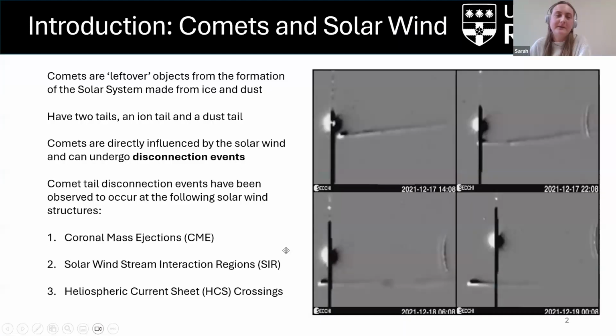Okay. So just a bit of background. Comets are leftover remnants from the formation of the early solar system, and they're primarily made from ice and dust. They have two tails associated with them, an ion tail and a dust tail. The ion tail is directly influenced by the solar wind, and it can undergo things called disconnection events, which is when the tail of the comet is completely removed from the nucleus. And these can happen as a result of certain solar wind structures. So, for example, a coronal mass ejection, a solar wind stream interaction region, or a crossing of the heliospheric current sheet.